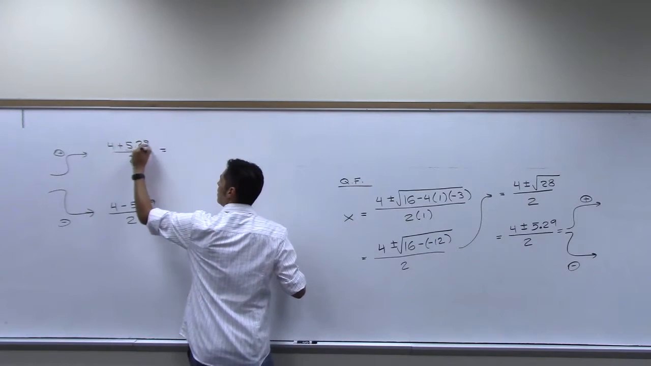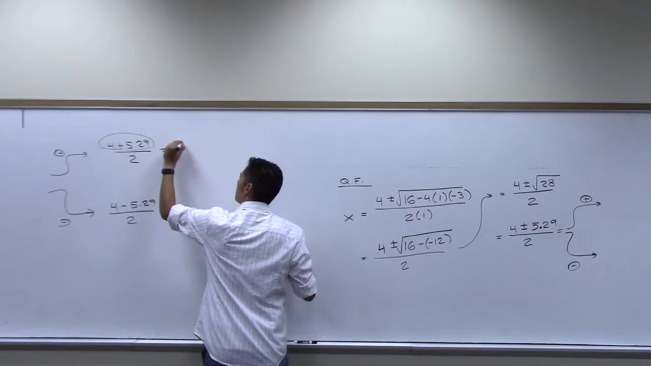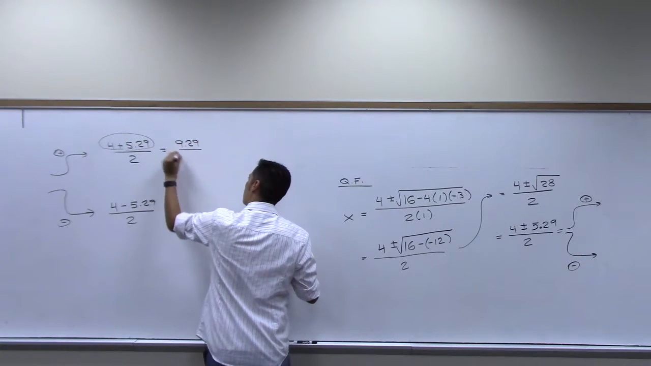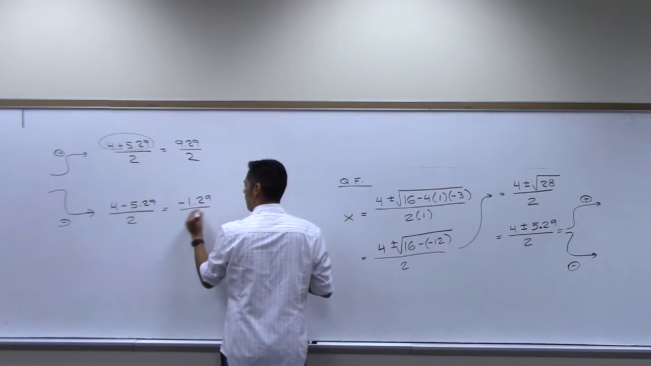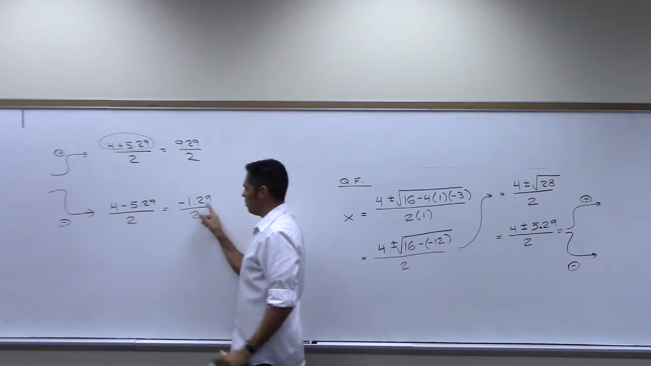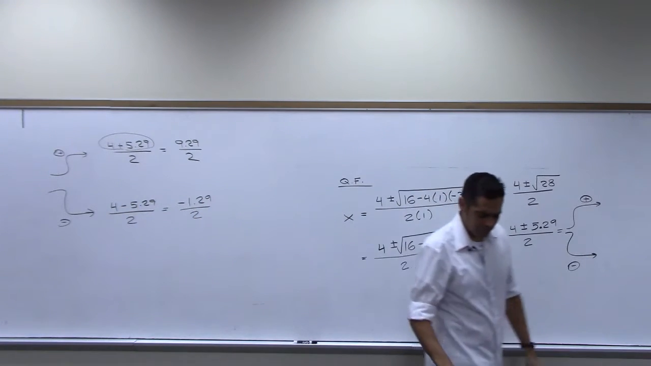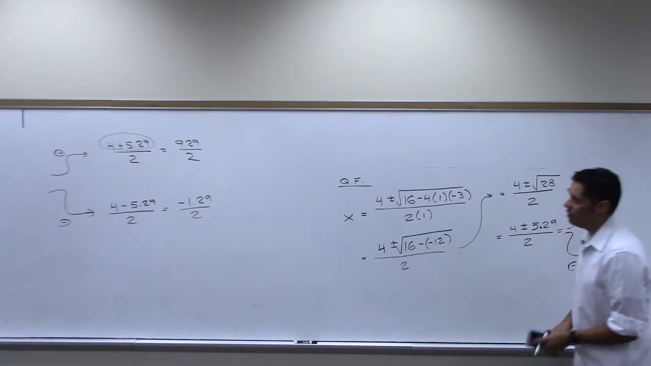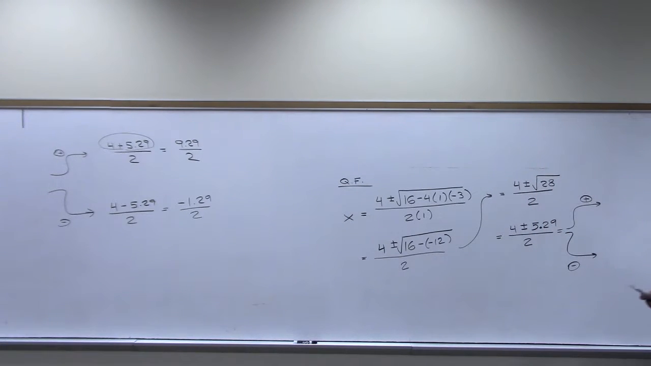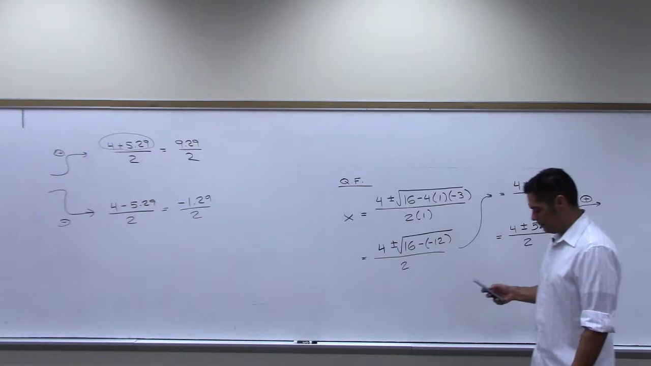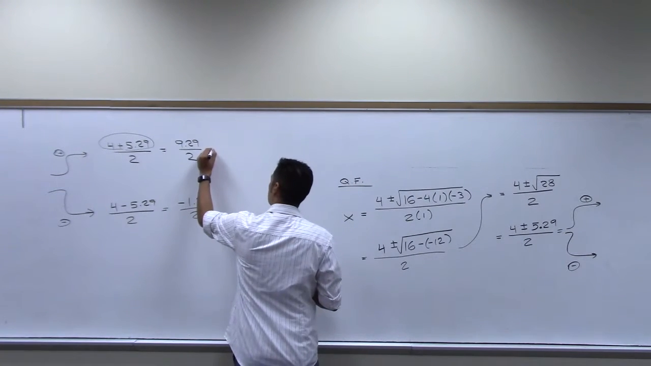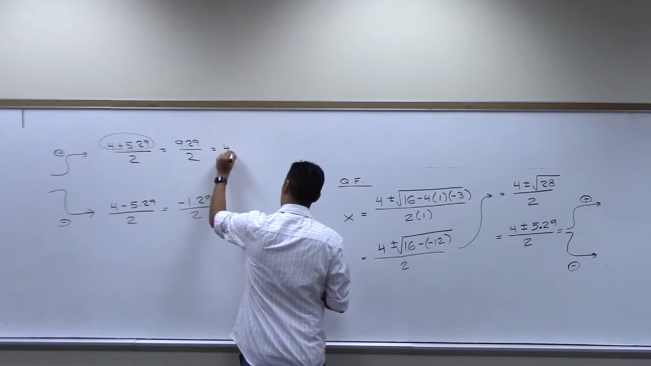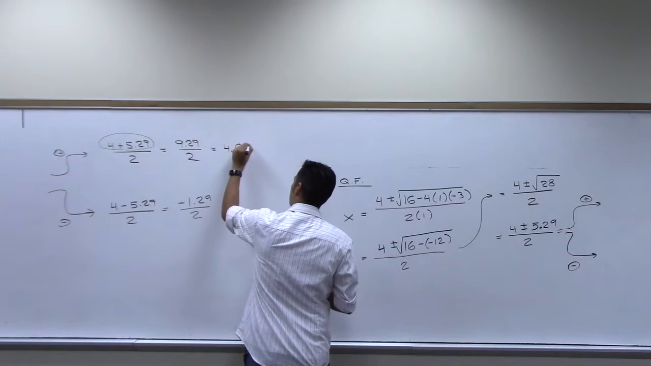I need to put these together first. That's 9.29 over 2. Here, negative 1.29 over 2. So I do 4 minus 5.29, I get negative 1.29. Now divide those on your calculator, and we'll have 2 answers, right? 4 point, it's about 4.65-ish.